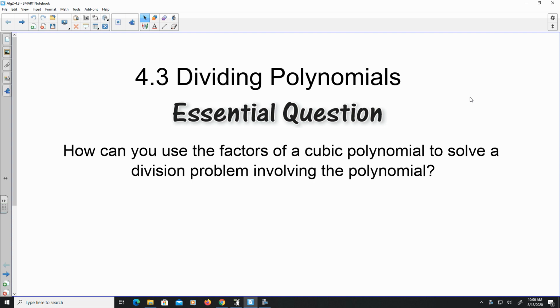We're looking at section 4.3 where we're going to be dividing polynomials. So we want to know how you can use the factors of a cubic polynomial to solve a division problem involving polynomials.